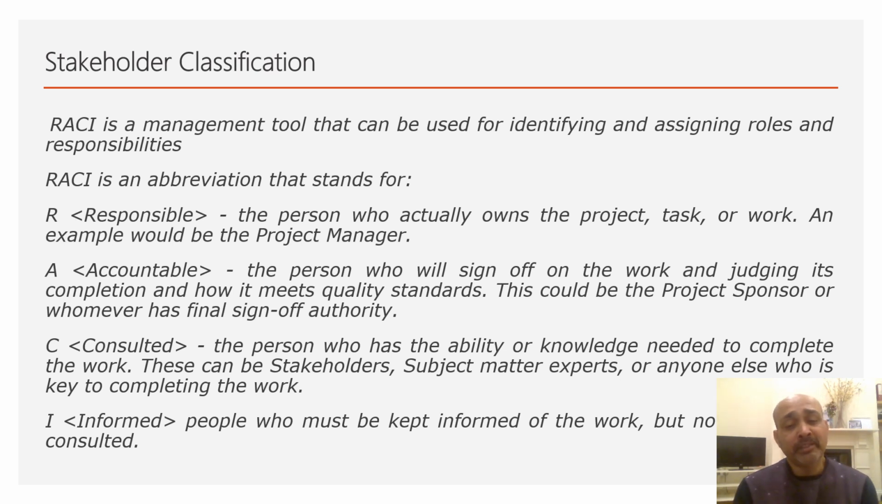Informed are the people who must be kept informed of the work, but not necessarily consulted. These are people who are not part of your journey. Sometimes they are, sometimes they are not. However, they need information about the progress of your project. The classic example is the design team. After you complete your work, you inform them that your requirement gathering is completed, and then they start their design work. So this is how you do stakeholder classification. If you have any questions, you can definitely comment, and I'm happy to answer those queries.